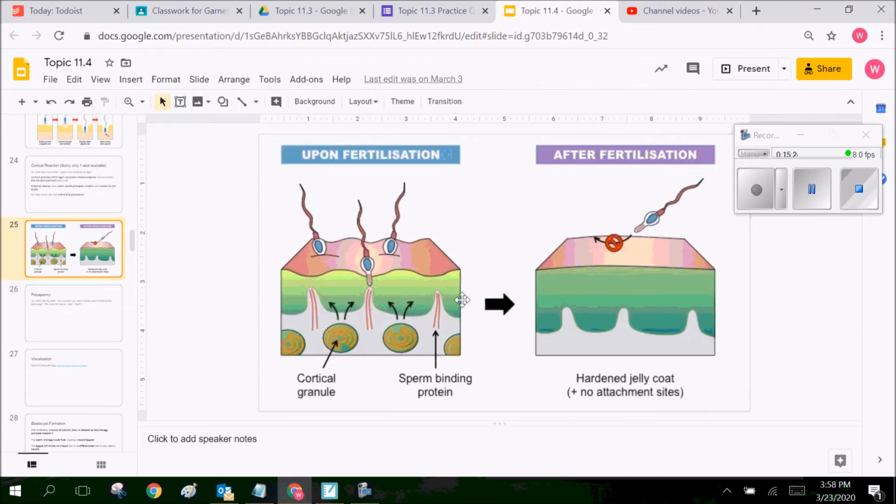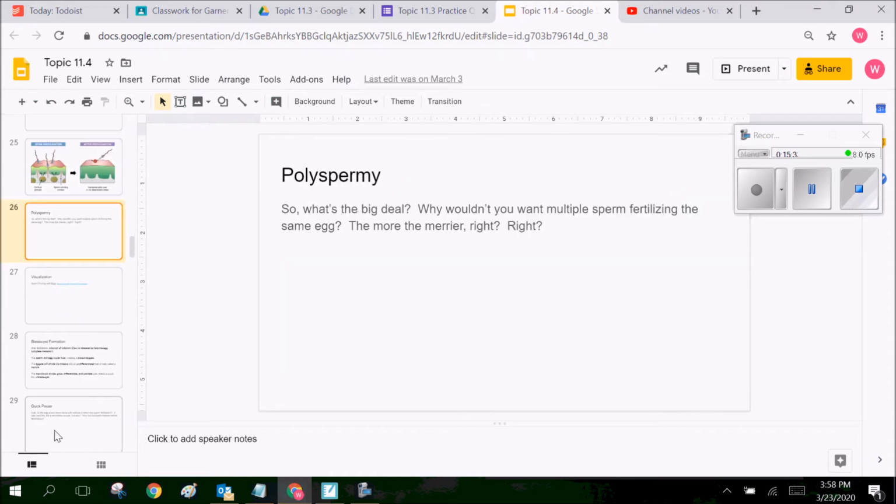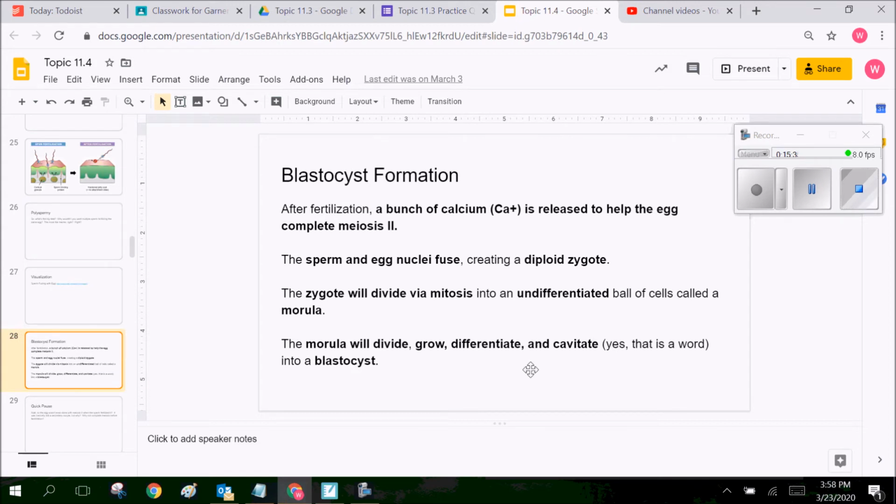Okay, so here we go. We can see, there we go, sperm binding protein is being destroyed by the cortical granules, and the sperm can no longer enter the egg. Okay, all right, so then we have the formation of the blastocyst.